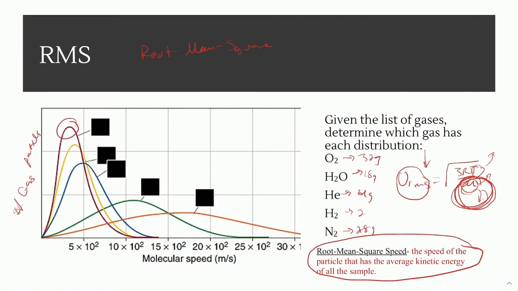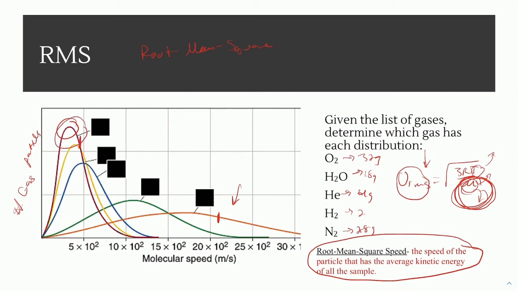So the narrower the curve, the heavier the gas. And the reason is because that means on this red curve here, we would assume that the root mean square speed is somewhere like right there. But on this orange curve, it's way out here. So the more broad you get, the further out the root mean square speed gets, and the further in you get, the further in it also gets.